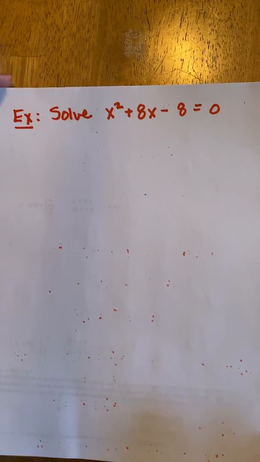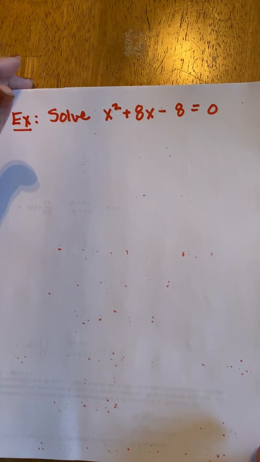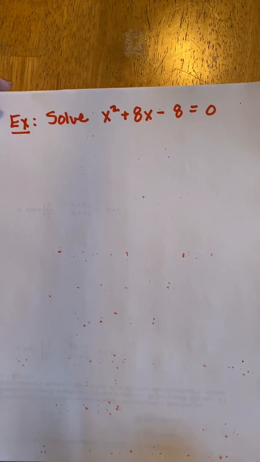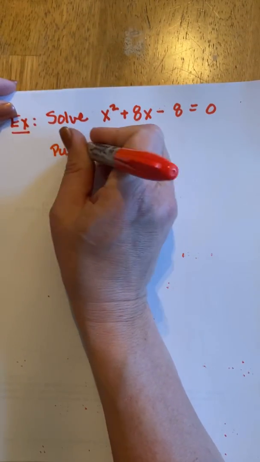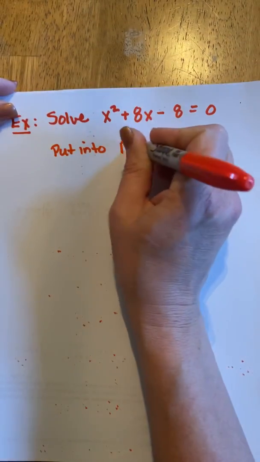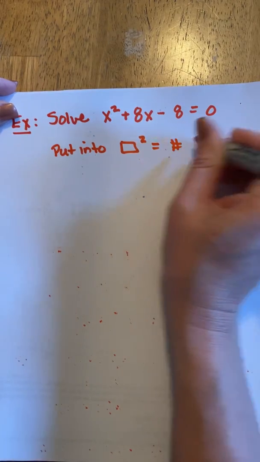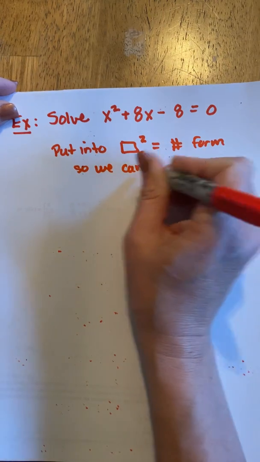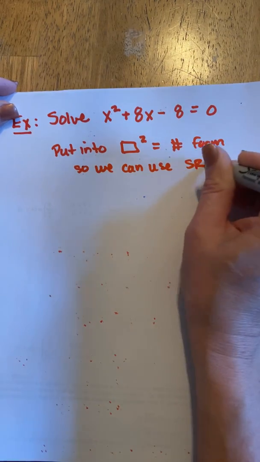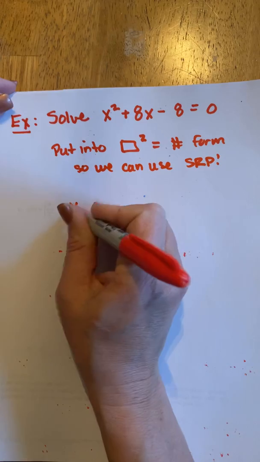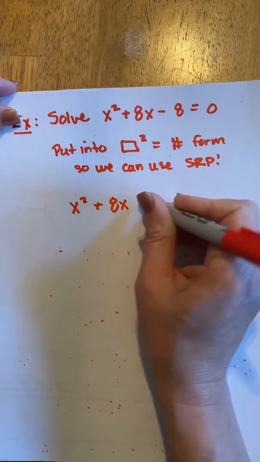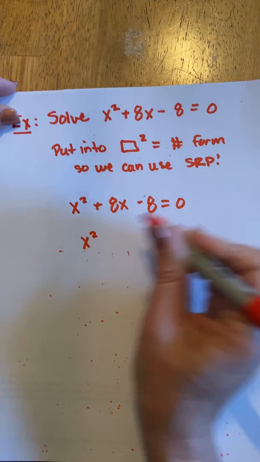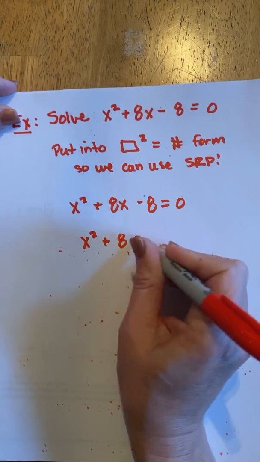Not factorable doesn't mean not solvable. It just means we need to solve it in a different way than factoring. So here we're going to put it into something squared equals a number form, so we can use the square root property. So x squared plus 8x minus 8 equals 0. I'm going to add 8 to both sides, to get the x's all by themselves on the left side.